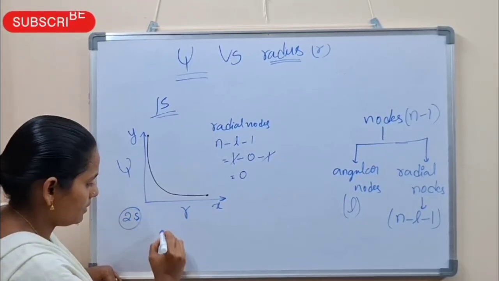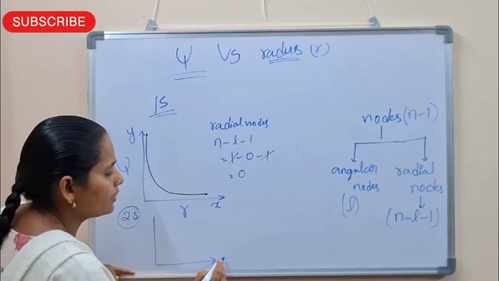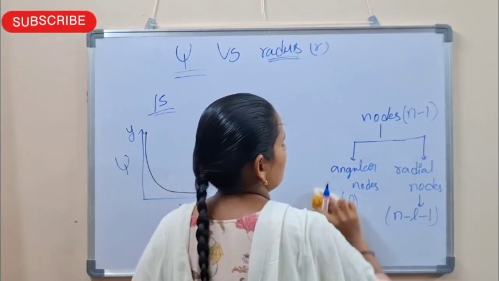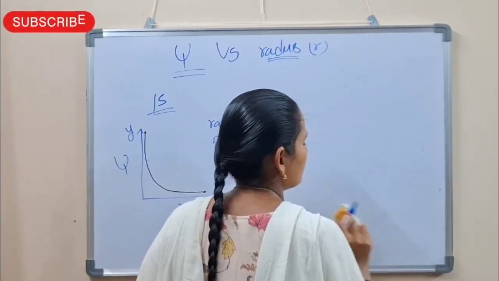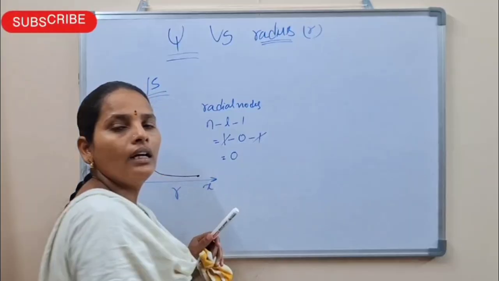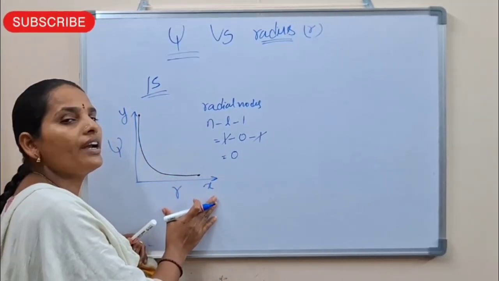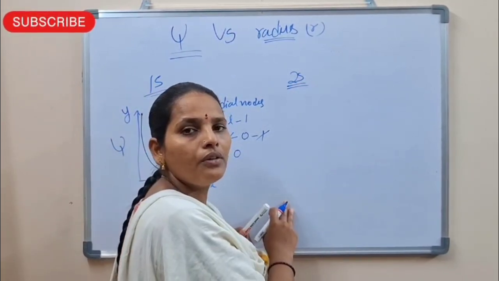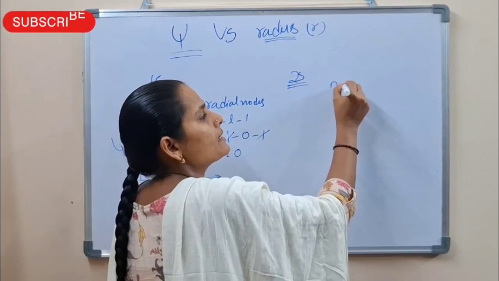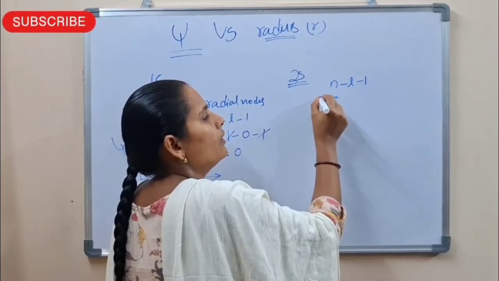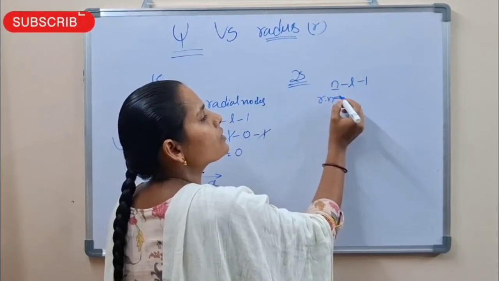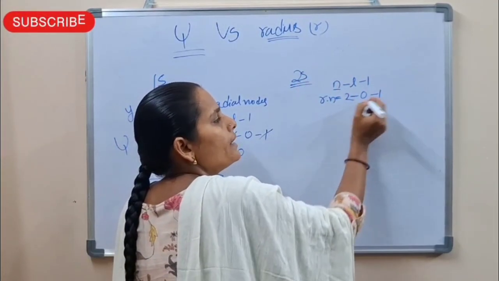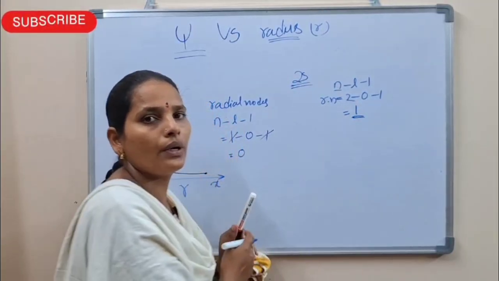Let us come to 2s. This is the graph for 1s. Now let us take the graph for 2s. For 2s, we have to find the radial nodes using the formula n minus L minus 1. The n value here is 2, and the L value for an s orbital is 0, minus 1. That is, one radial node is observed here.